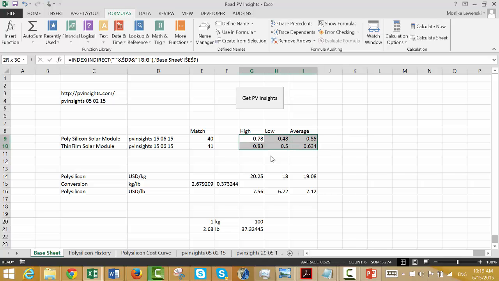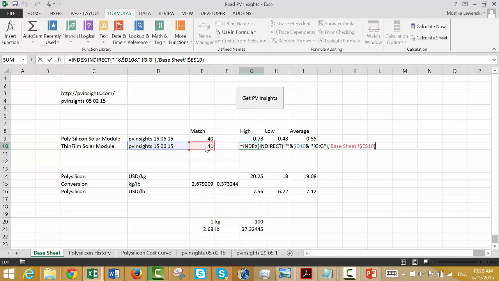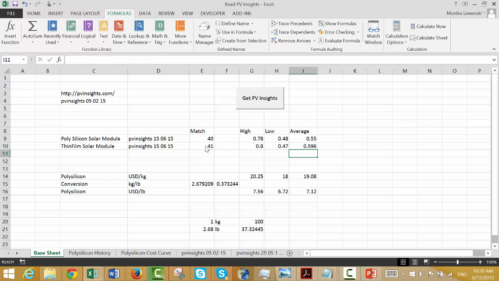Okay, and the thin film, we can do the same thing now, I hope. And we just need to move this over. Okay, G, H. That's why I shouldn't have done it like this. And I. Okay, so that just shows you, I don't know if you'd quite call it a commodity, but it's certainly come down. So let's put the average here.